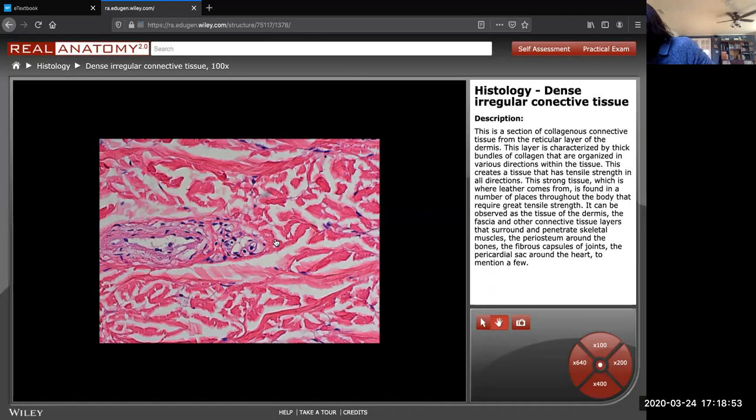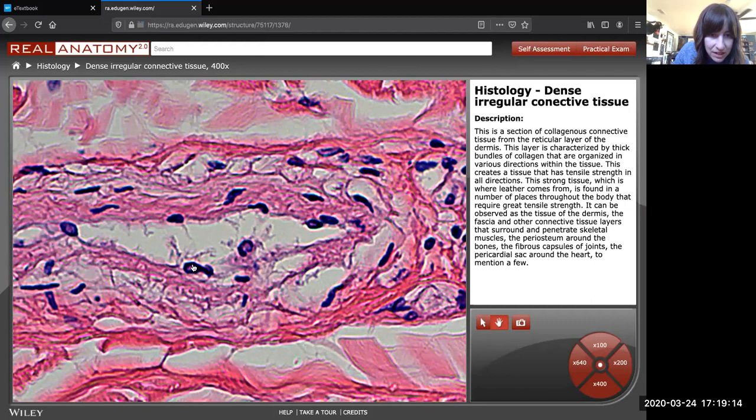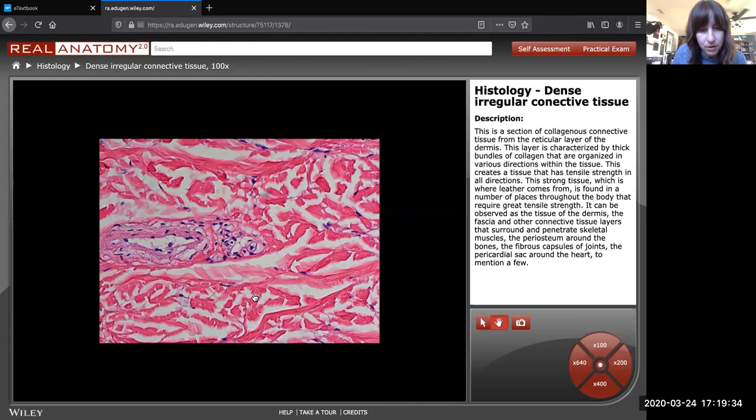Wow. Okay. So according to your textbook, this is the lumen of a blood vessel right here. So you can actually see, let's zoom in, the simple squamous epithelium lining the inside of that blood vessel. And then we've got nuclei of fibroblasts within the dense, irregular connective tissue. So all of this, all around that blood vessel, is all dense, irregular connective tissue. So cool. That's on page 135 of your textbook, by the way. All right.